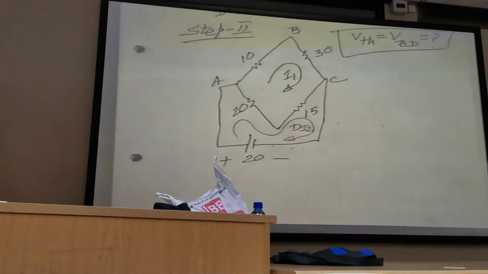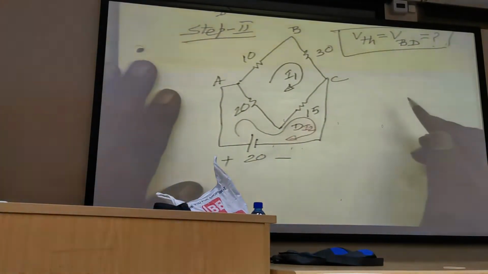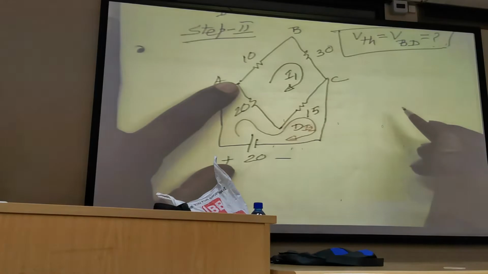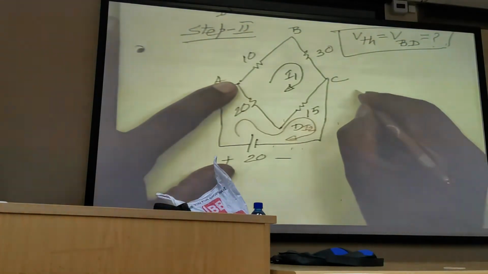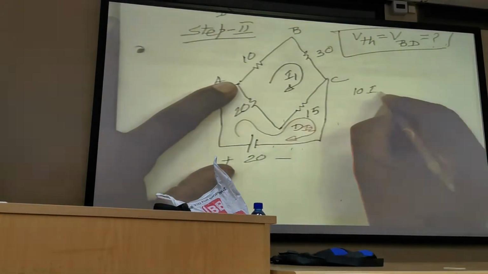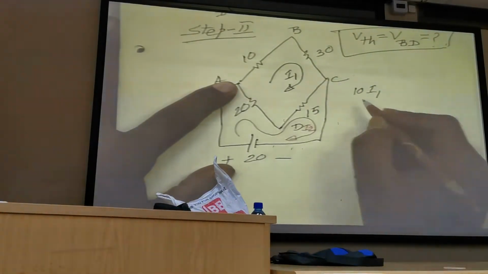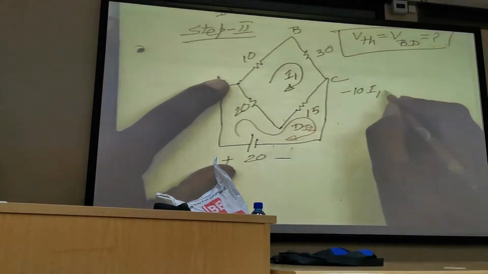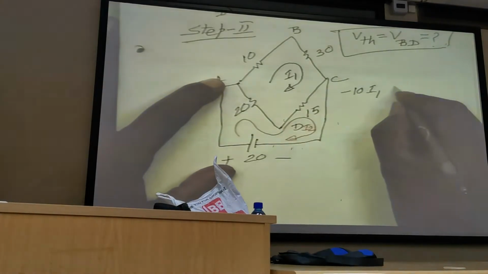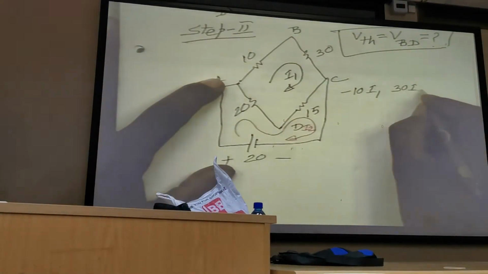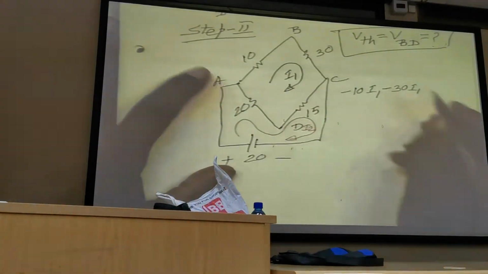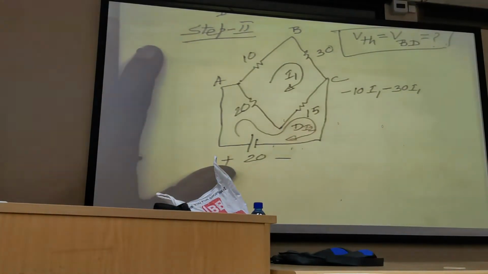So we are going to write the equation straight, and you guys know it, so I don't want to kill time here. We are starting at point A. Minus 5, clear? Then 10 I1, positive or negative? Negative. Then 30 I1, positive or negative? Negative.